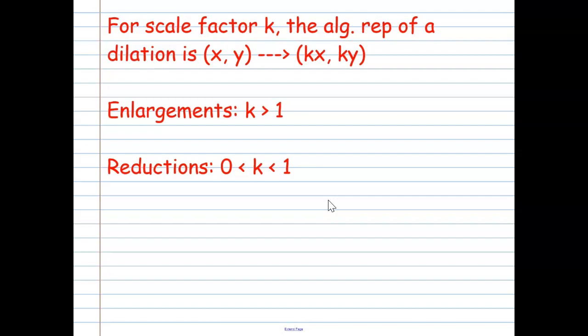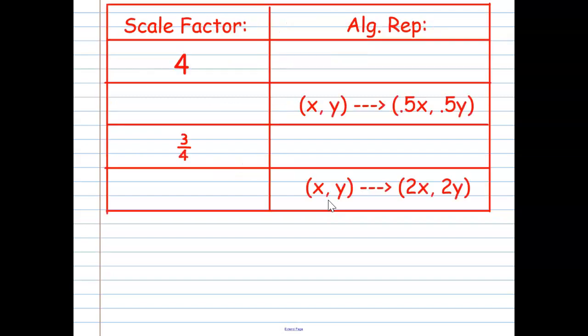As a matter of fact, if you've ever used a copy machine before and played around with enlargements or reductions, it has you enter in a scale factor in the form of a percent, but it's the same thing. If I want to make something bigger on the copy machine, I'm going to turn it to 150% or something like that, which would be a 1.5. Or if I want to make it smaller, maybe I go down to 75%, which would be 0.75. And that's going to give me either an enlargement or a reduction.